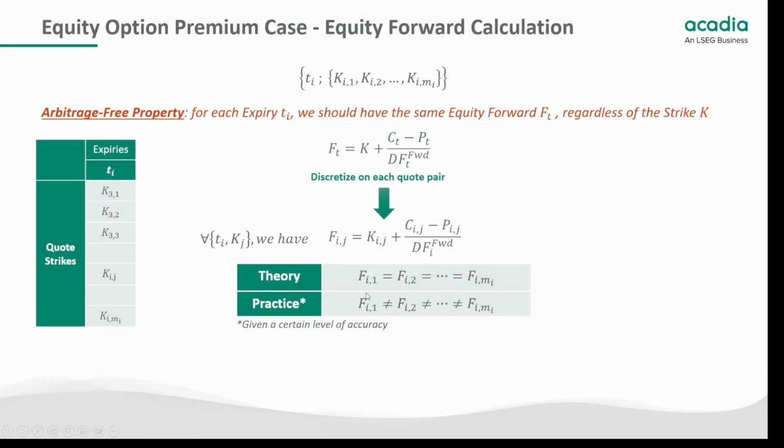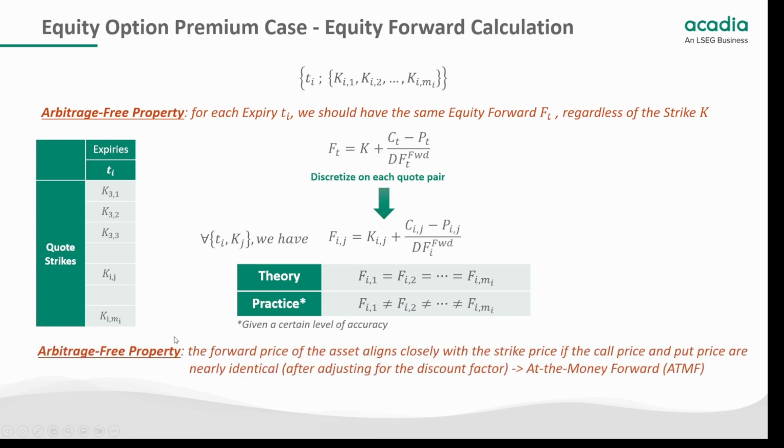So the question is, for each expiry, which F do you use? How do you calculate the best estimate for the equity forward? Well, we can use a derived arbitrage property formula, which says that the forward price of the asset aligns closely with the strike price if the call price and put price are nearly identical after readjusting for the discount factor.